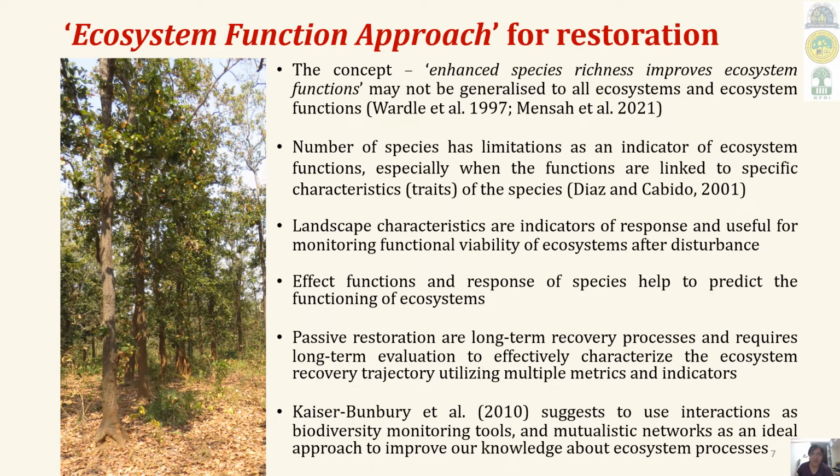The concept that improving the number of species will improve ecosystem functions may not be generalized, because using species richness as an indicator has its own limitations. It is required to improve the number of functionally linked interactions along with the number of species, especially when the functions are linked to specific characteristics or traits of the species. According to the ecosystem function approach, characteristics of landscapes affect functions of the species and their response to disturbance, and their combination for long-term monitoring of biodiversity and passive restoration will be a good approach.